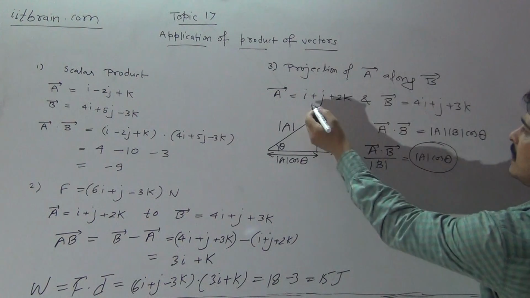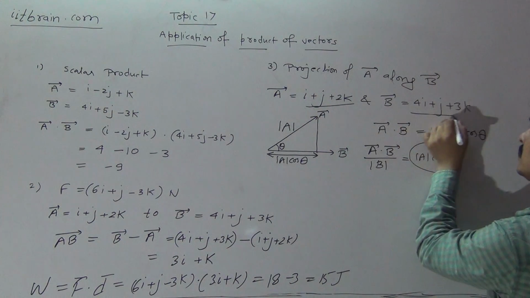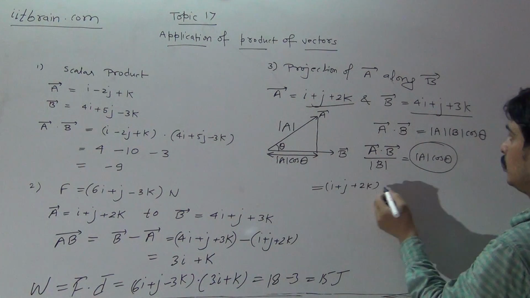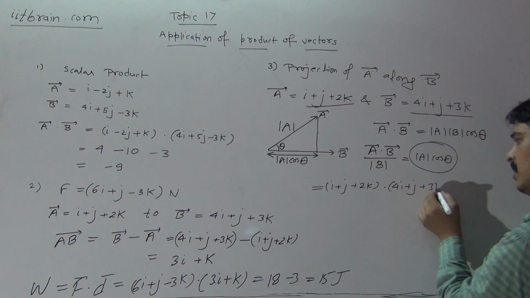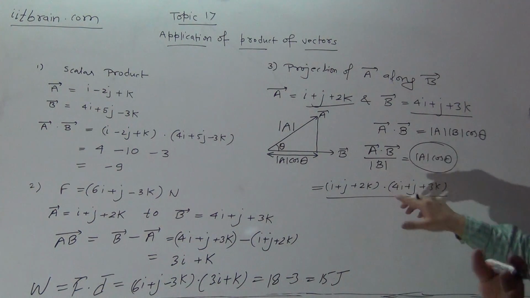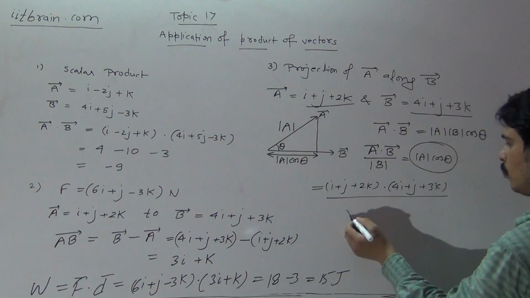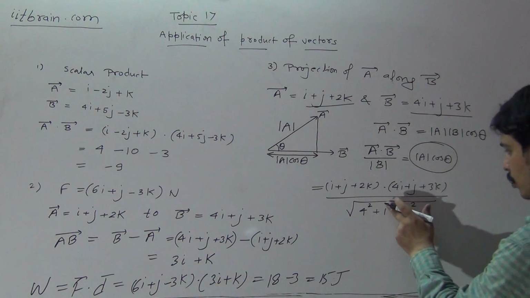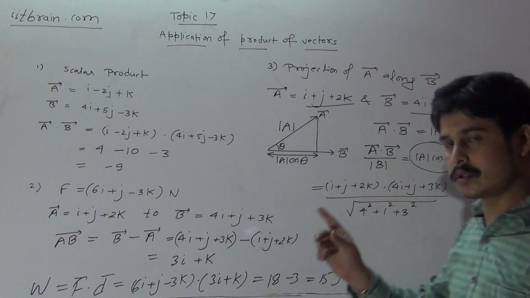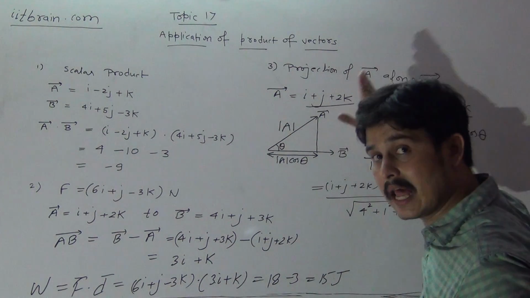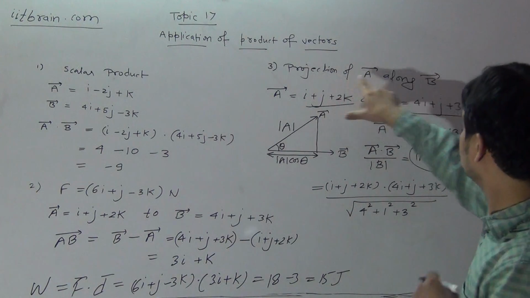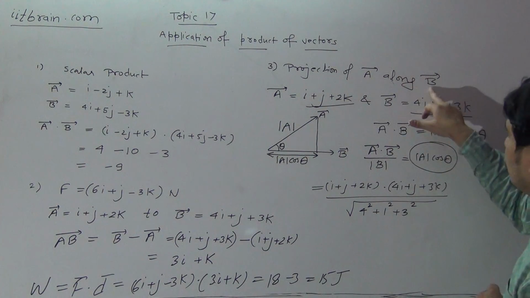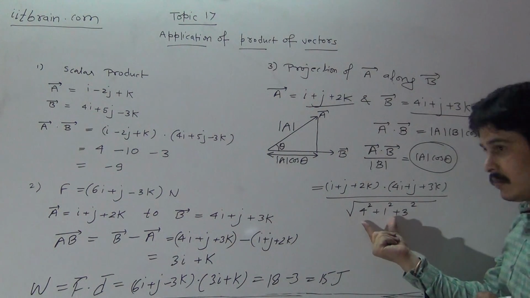What is a dot b here? a is i plus j plus 2k and b is 4i plus j plus 3k. So a dot b is equal to i plus j plus 2k dot 4i plus j plus 3k divided by mod of b. And we know how to calculate mod. Mod means under root of 4 square plus 1 square plus 3 square. This is mod of b. That is, in the denominator we take the mod of the vector along which we want the projection. We are calculating the projection of a along b, so we take the mod of b. If we calculated the projection of b along a, we would take the mod of a in the denominator.